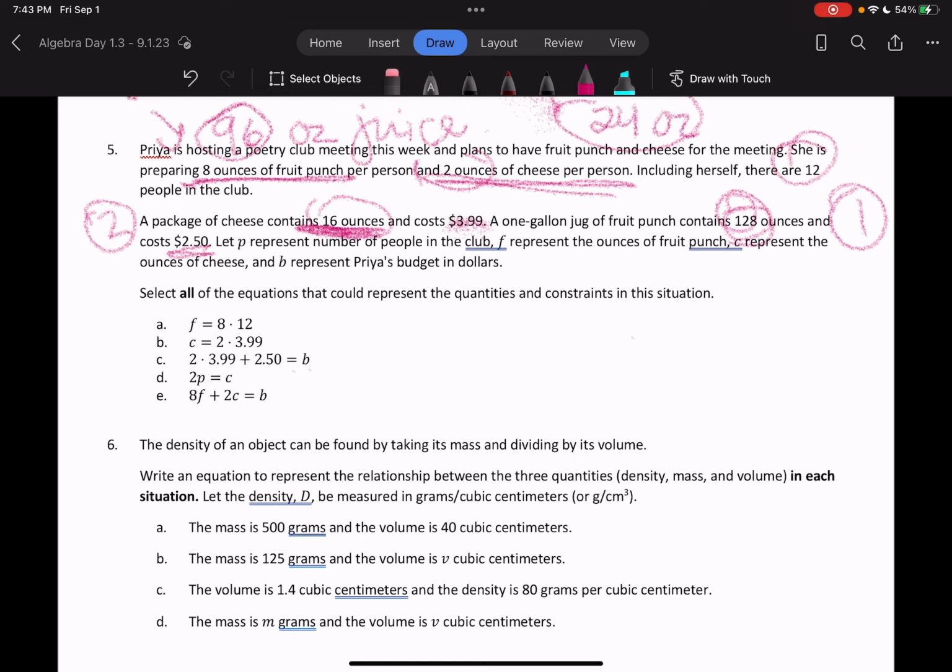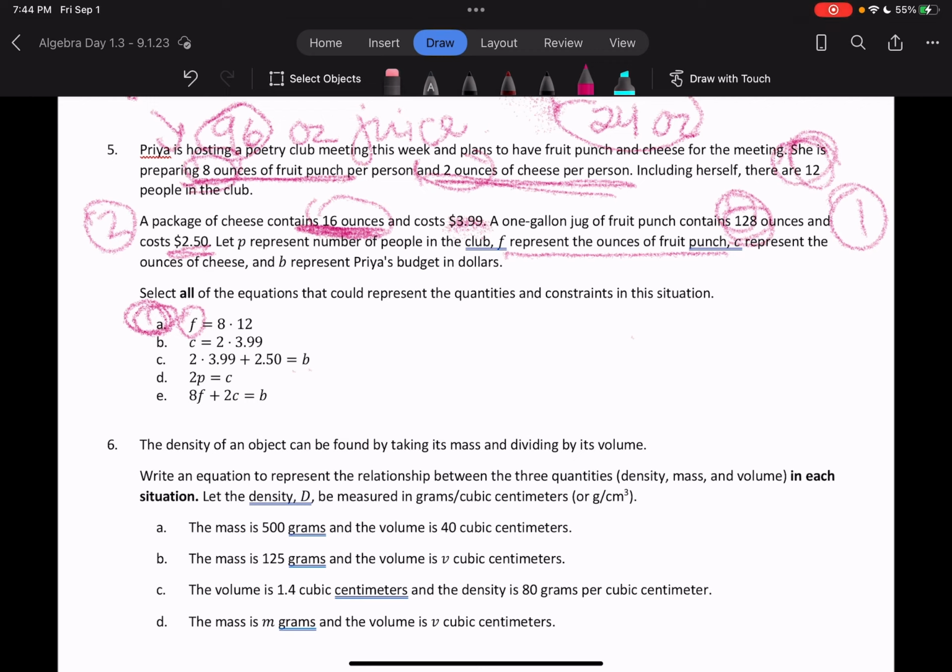So letter A says F equals 8 times 12. Well, F we determined represents ounces of fruit punch. We also determined up above that she would need 8 ounces of fruit punch times 12 people. So we determined that she needed 8 times 12, 96 ounces of juice, and F does in fact represent ounces of fruit punch. So A is applicable to this scenario. It doesn't represent the whole scenario, but it does represent how we would find how many ounces of fruit punch she needs.